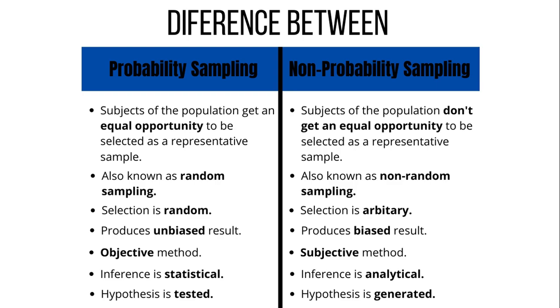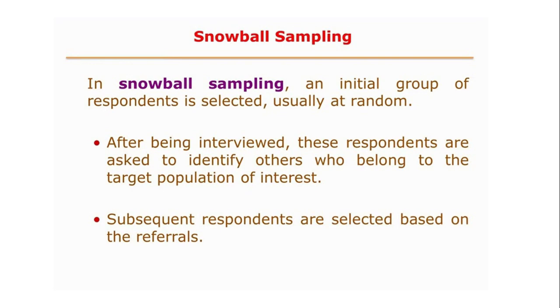First of all, we are going to discuss what we mean by snowball sampling, which comes under non-probability sampling. Here we select one initial group, and the initial group of respondents will refer another group of respondents similar to the target population of interest, and subsequent respondents are selected based on reference. We should also know what a snowball is, because in the word snowball sampling there is a snowball.